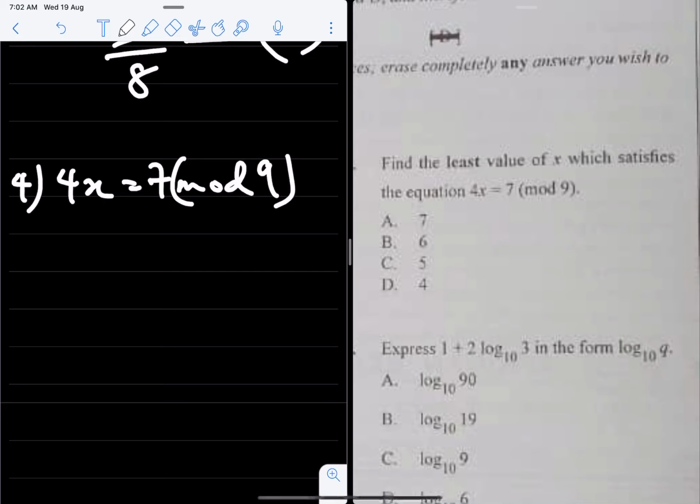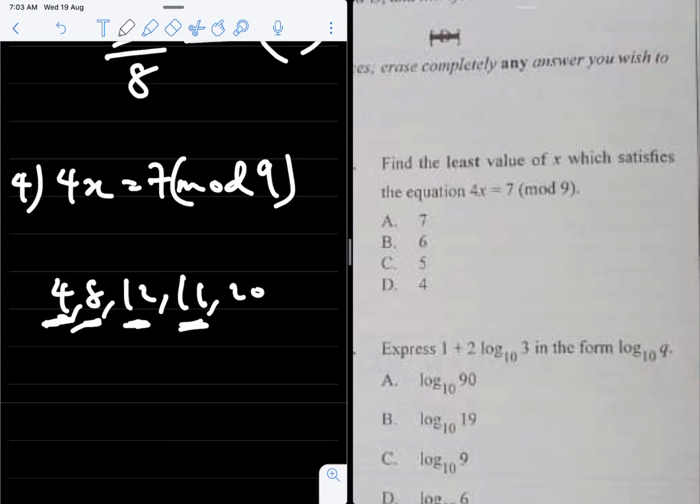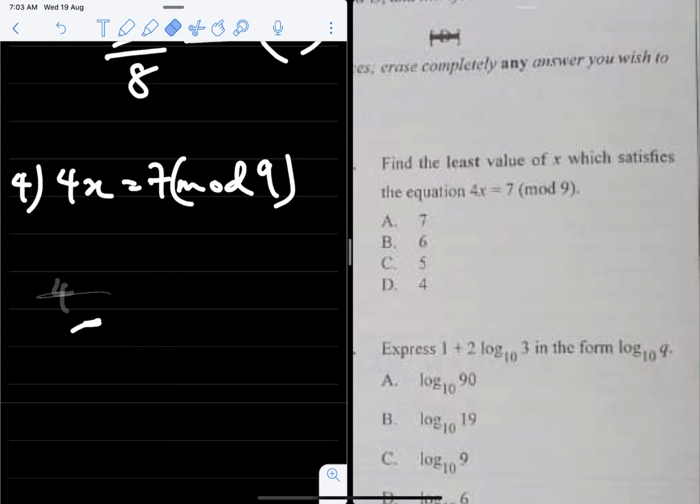That's what it is. And now if we check, 4 times 1 is 4. 4 mod 9 is 4. These are the multiples of 4: 4, 8, 12, 16, 20. 4 mod 9 is 4. 8 mod 9 is 8. 12 mod 9 is 3. 16 mod 9 is 7.